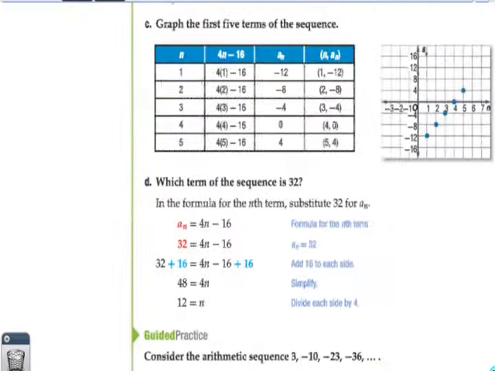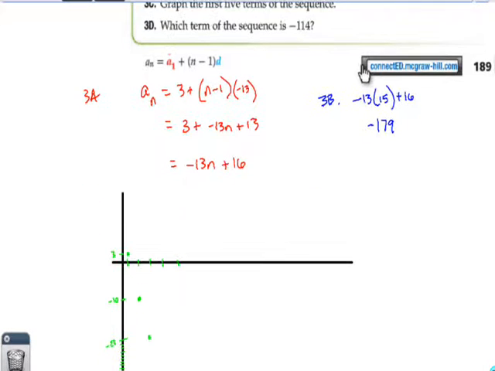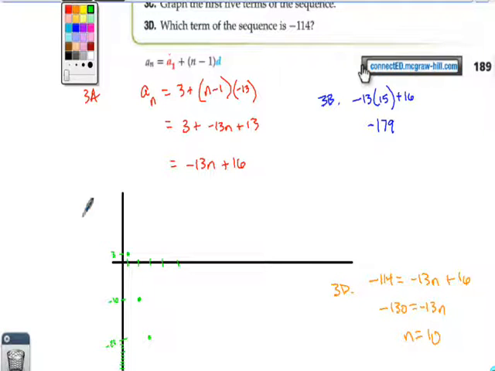Okay, so we've graphed it. Which term of the sequence is negative 114? So here, we're going to go back to our formula, and we know the a sub n, we don't know n. So we know negative 114 equals negative 13n plus 16. Subtract 16 from both sides: negative 130 equals negative 13n, so n must equal 10. All right, no problem.